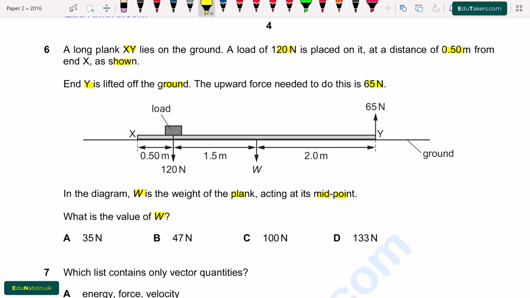So here we have to find out the value of the weight. Here I use the conservation of moment, that the total clockwise moment will be equal to the total anti-clockwise moment. First of all, I calculate the anti-clockwise moment. I write here anti-clockwise moment.